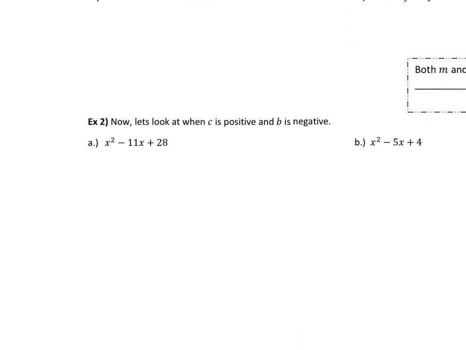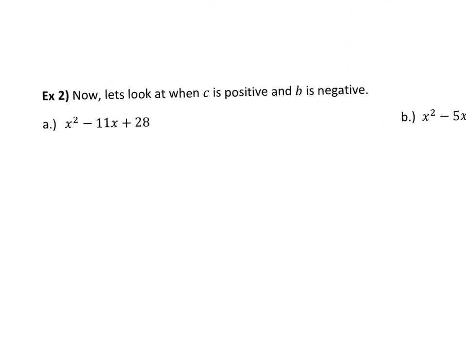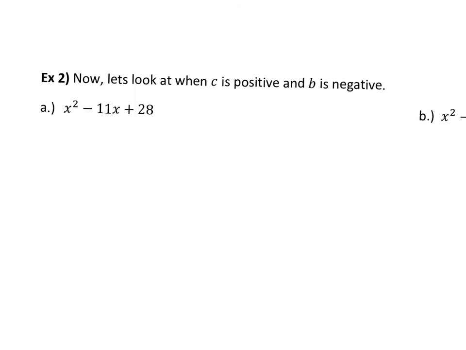Example 2. That's what we want to look at. Okay, so this is what I was saying, is that now it's showing, okay, c is positive and b is negative. But that really doesn't matter. There's really no reason that that should be typed there, because it's the exact same process. So if you identify a as 1, b is negative 11, and c is 28. The only difference now is we're going to find these factors, so 1 and 28, 2 and 14, and 4 and 7.